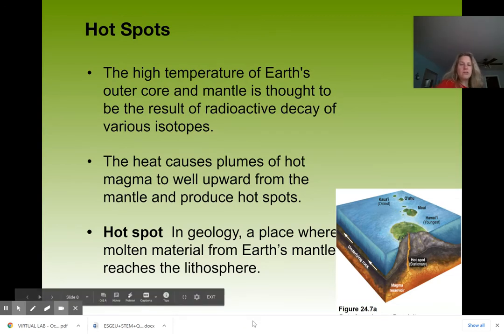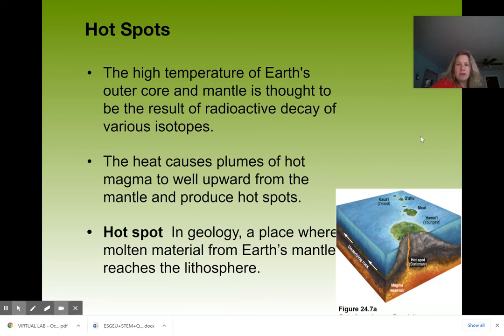All right. So something else that we see here is called a hotspot. And so a hotspot happens in the middle of a plate. So it's not on a plate boundary. It is a volcano. We've got a couple that are familiar to us. We've got Hawaii, and then we also have Yellowstone. So Yellowstone is a continental hotspot.